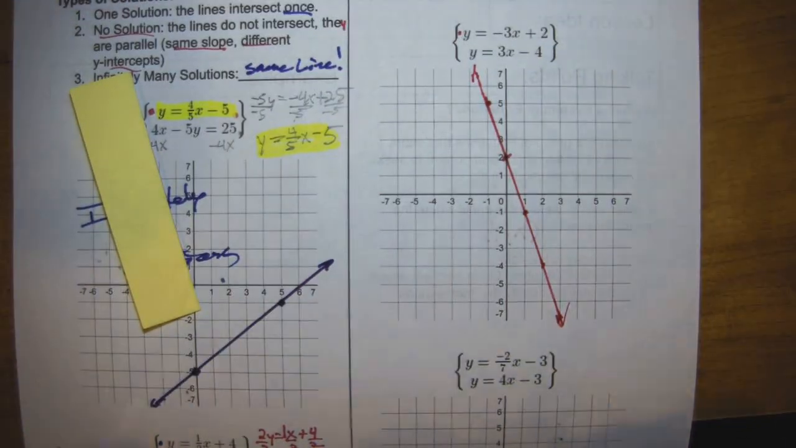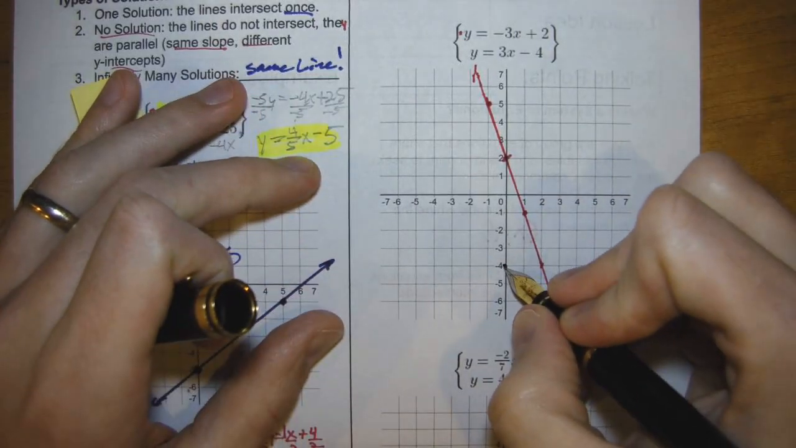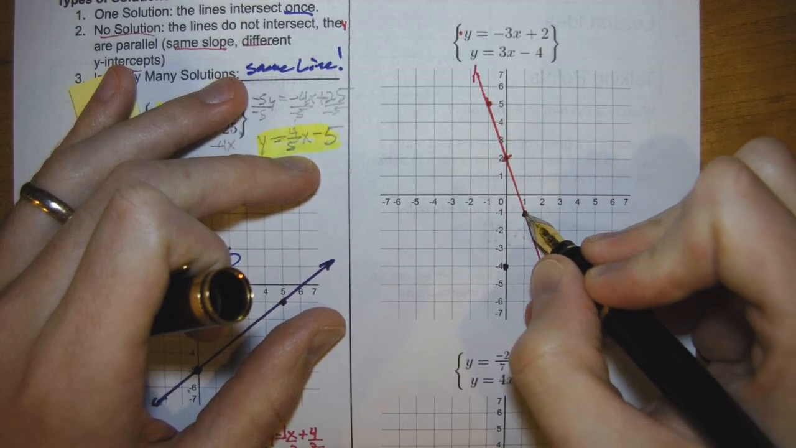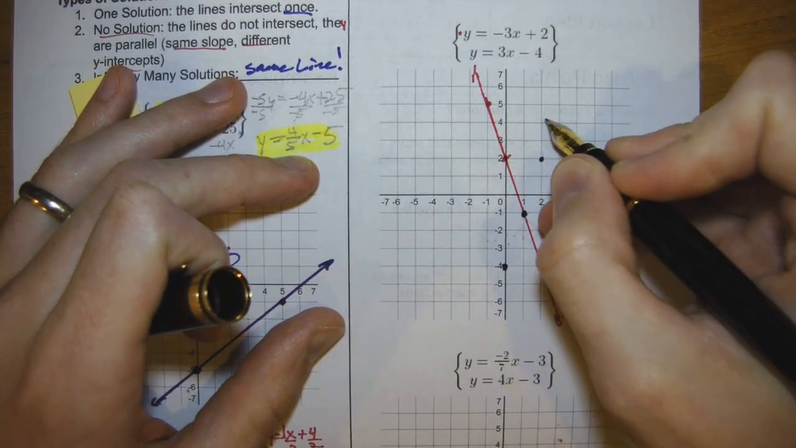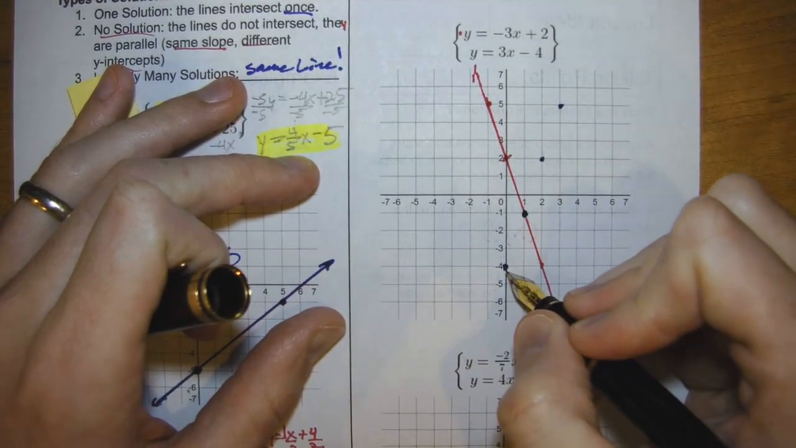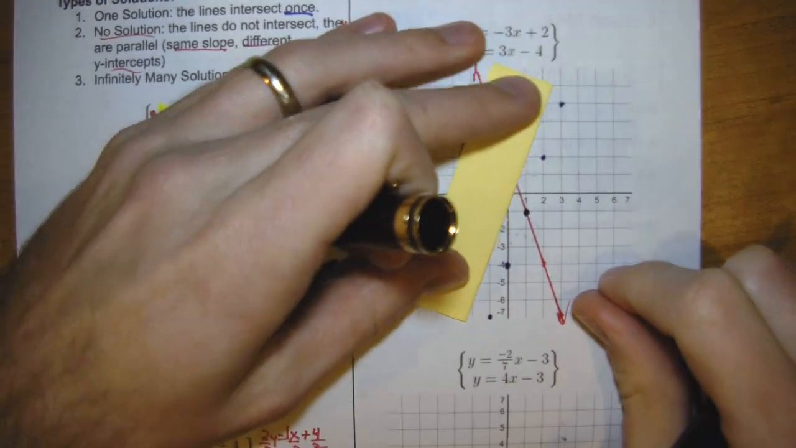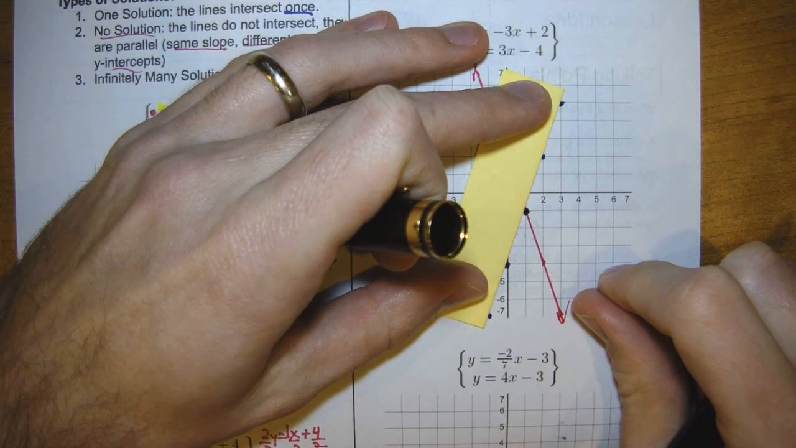In this case, we're going to start at negative 4, so that's all the way down here. Our slope is 3, so up 3, right 1, up 3, right 1, up 3, right 1. And then, of course, we could go down 3 and left 1. That works as well. Notice that intersection point came up pretty quick for us.